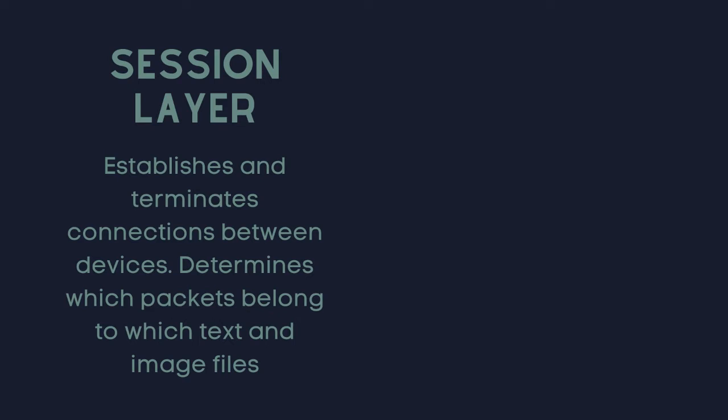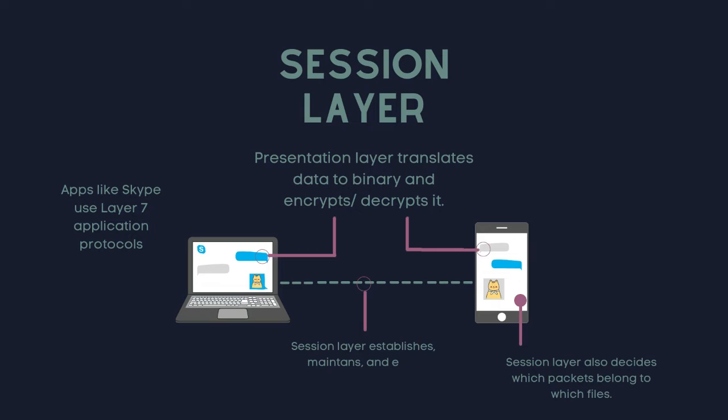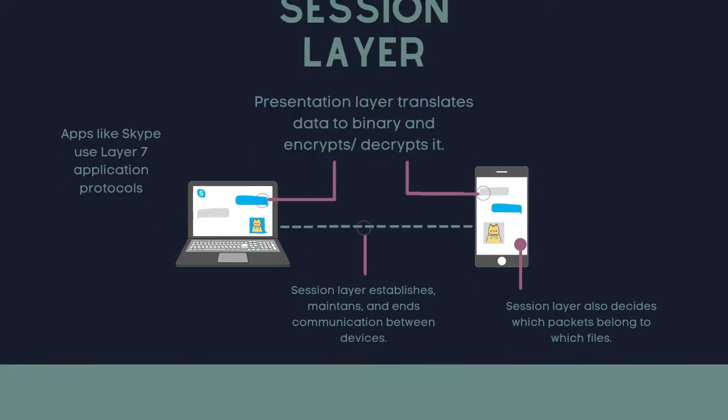Session layer establishes and terminates connections between devices, and determines which packets belong to which text and image files. Applications like Skype consist of text files and image files. When you download these files, Layer 5, or Session, determines which data packets belong to which files, as well as where these packets go. Layer 5 also establishes, maintains, and ends communication between devices.